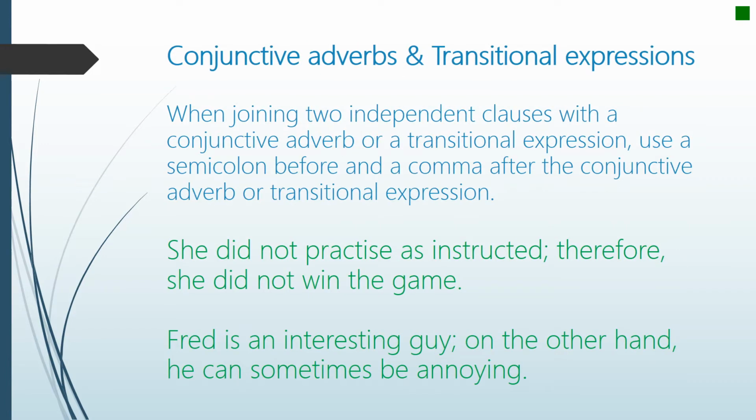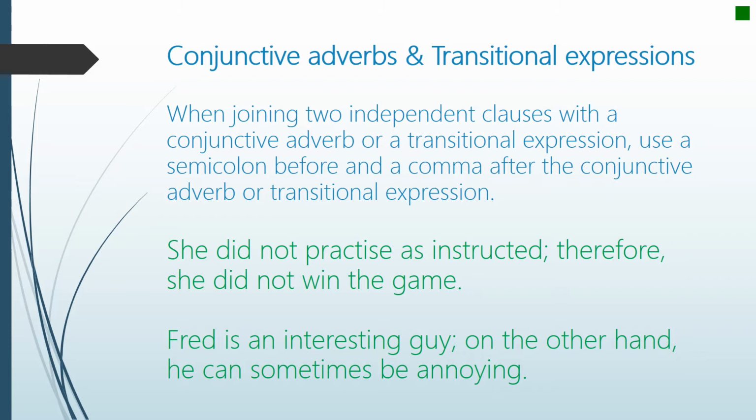Conjunctive adverbs and transitional expressions, there are lots and lots of them, so I can't list them all. When joining two independent clauses with a conjunctive adverb or a transitional expression, use a semicolon before and a comma after the conjunctive adverb or transitional expression. That sounds very complicated, but the basic idea is that if you're joining two complete sentences, remember independent clauses are like complete sentences, and you're not using one of the coordinating conjunctions, you will likely need a semicolon before and a comma after.